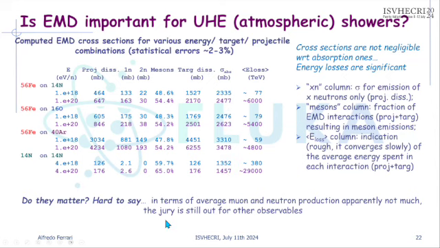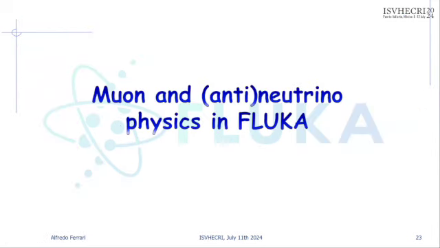So we have not arrived at the conclusion if it is really worthwhile to include this process also in Corsica in the future through the Fluka interface. Preliminary estimation is that the muon and neutron production is not really too much dependent, but other observables could be, we have still to investigate.